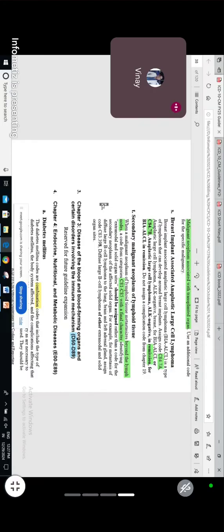Z79.4, when we cannot code it. We have three scenarios. First, type 1. Second, gestational diabetes. Third, short term period.